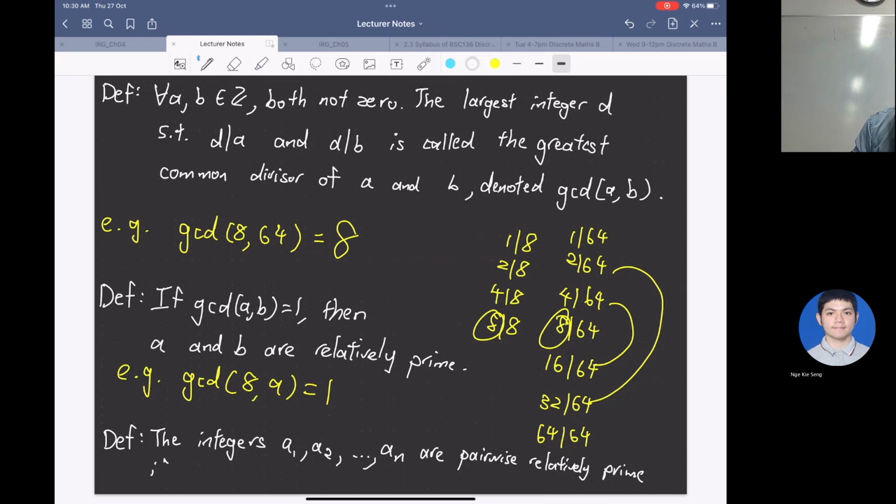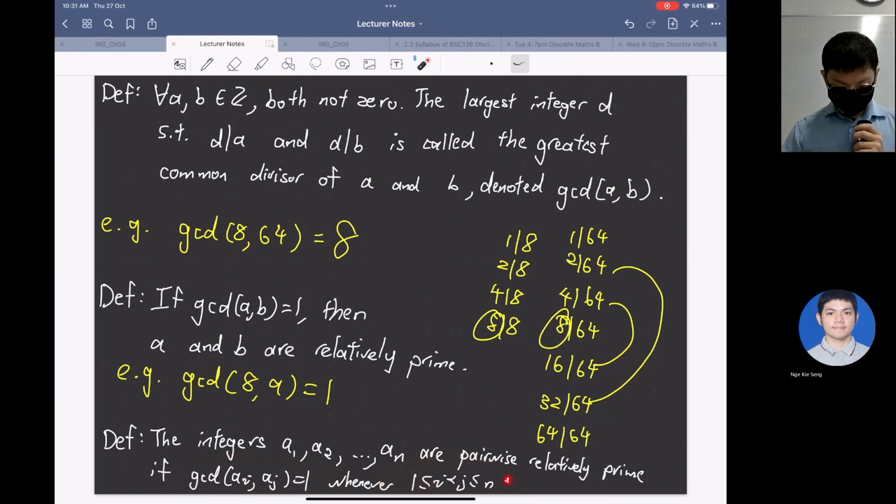If you check any two of them, their GCD is 1. Check any two of them, and then see that their GCD is 1 for all of them. You need to check all of them. So this line means you need to check all of them. This one is just check any two of them, and then all of them. It's written here: this condition is all of them and any two of them.